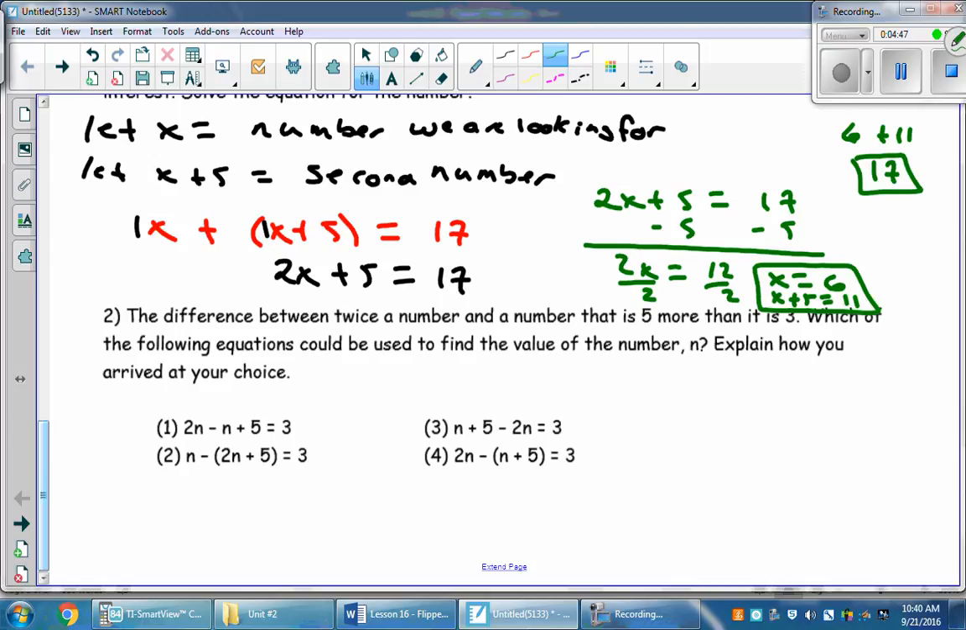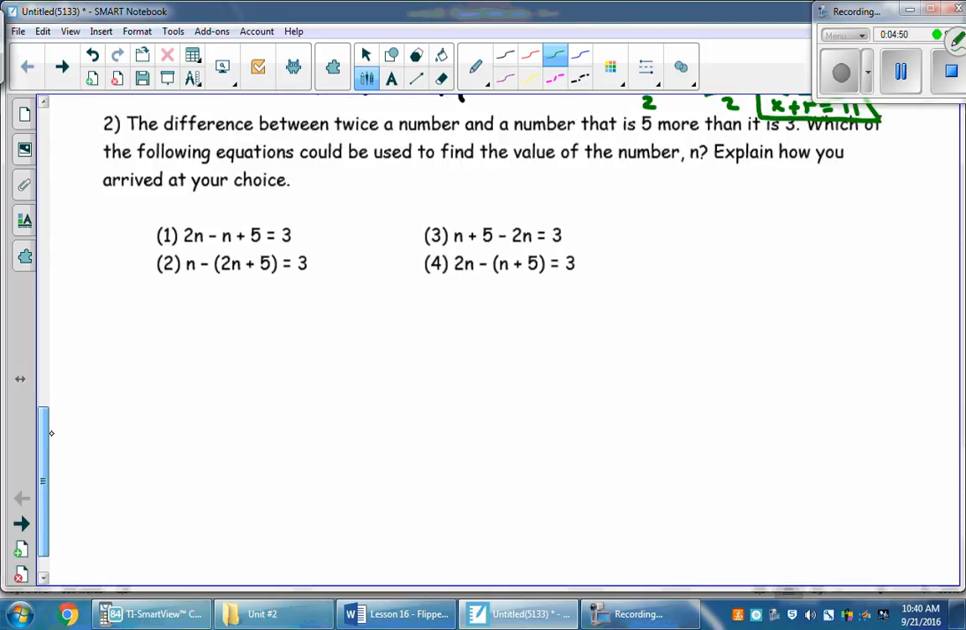Now, the next example that we're given is multiple choice. It says here the difference between twice a number and a number that is 5 more than it is 3. Let me clean that up a little bit so I can see it a little better. All right, so one more time. It says the difference between twice a number and a number that is 5 more than it is 3. Which of the following equations could be used to find the value of the number n?